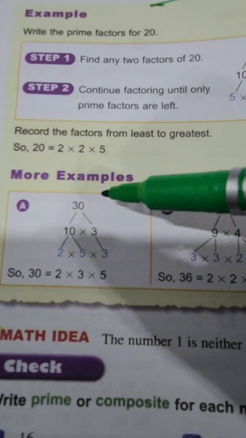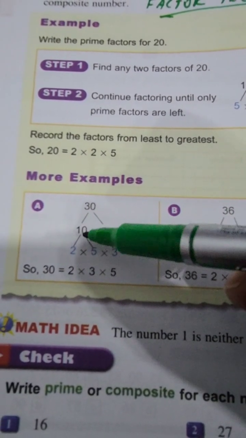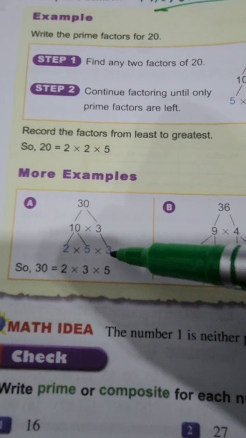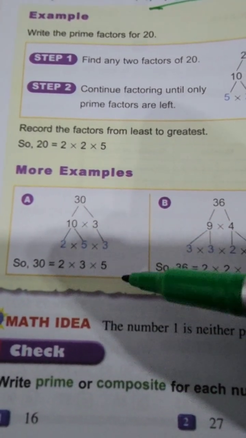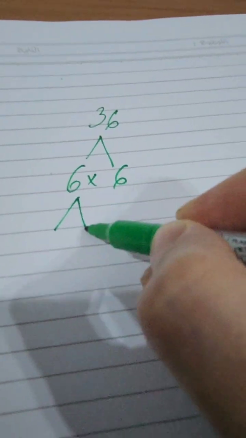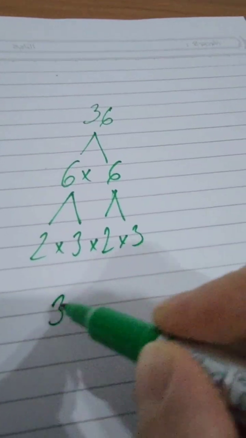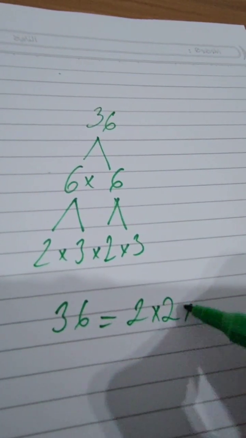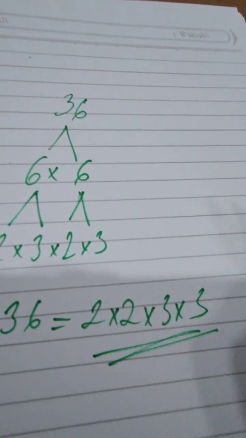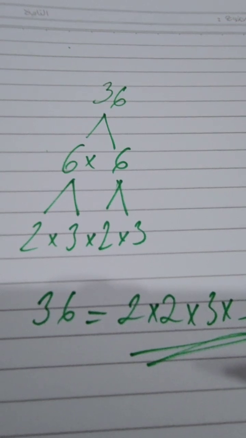We can take another example. For example, 30. We can write 30 as 10 times 3. After 10, it will be 2 times 5 times 3. So 2 times 3 times 5, it will be like this. We have here 36, and we will make it together. 36 I can write as 6 times 6. 6 I can write as 2 times 3, times 2 times 3. It means 36 I can write as 2 times 2 times 3 times 3. And we have here like this. Next.